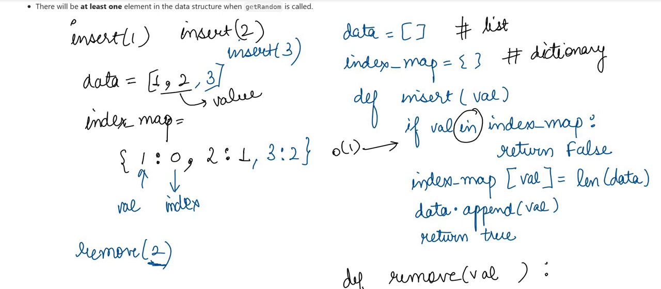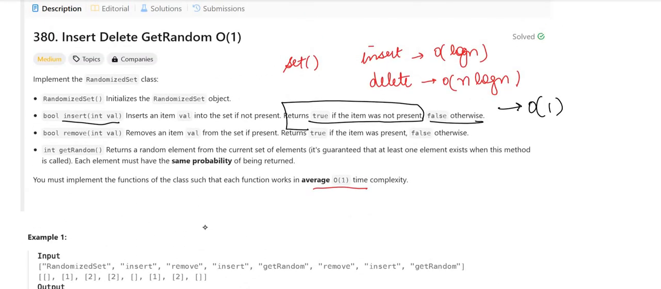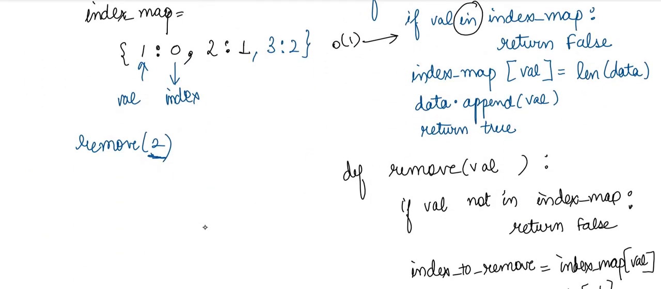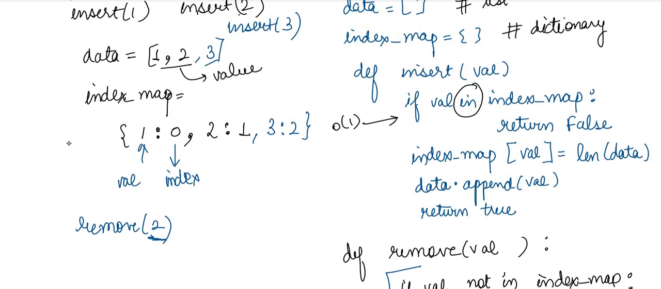We will return false because we cannot remove, right? It is given here that you will return true if element is present, false otherwise. So if it is not present, simply return false. This is the code snippet. If value is not in index map dictionary, return false. And now if I have to remove 2 and it is present here, I can take the index from the dictionary directly. I don't have to traverse on my list. So if I am not traversing on list, it is order of one time only.